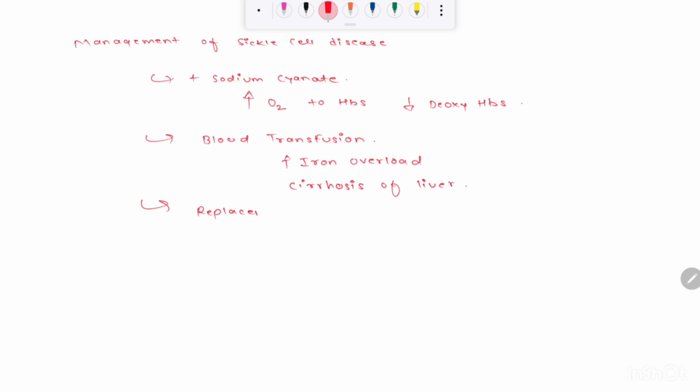Replacement of HbS hemoglobin with other forms of hemoglobin can reduce sickling. So, fetal hemoglobin reduces sickling, and sickle cell disease awaits gene replacement therapy.